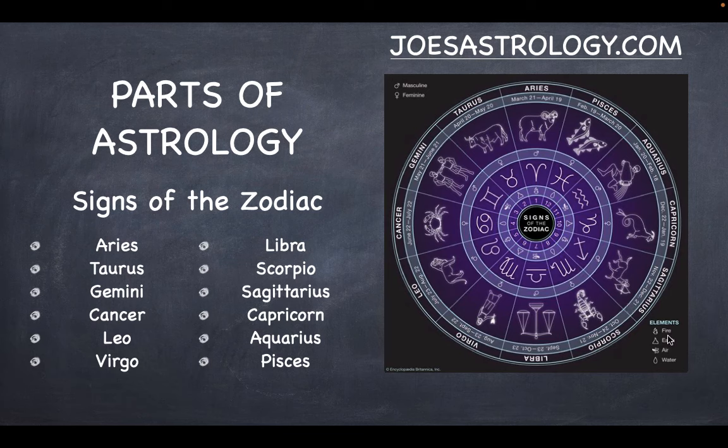Down here we have the elements. They're fire, earth, air, and water, which I'll get into in another slide. They're also known as the quadruplicities and triplicities. So the quadruplicities are the fixed, cardinal, and mutable. So we have the fixed signs here: Taurus, Leo, Scorpio, and Aquarius.